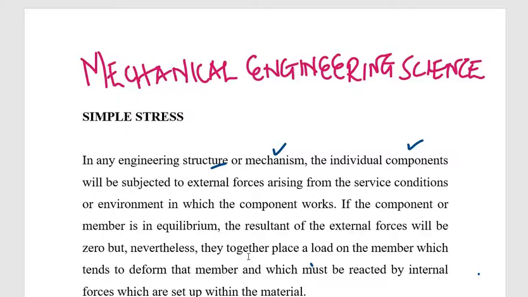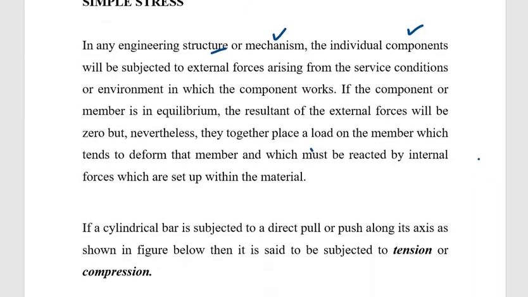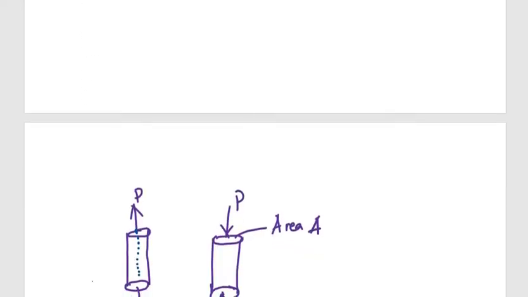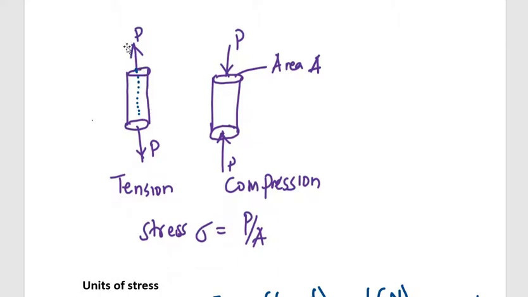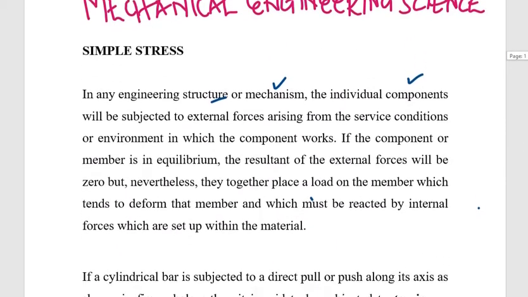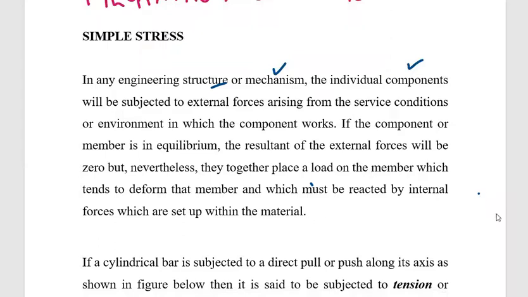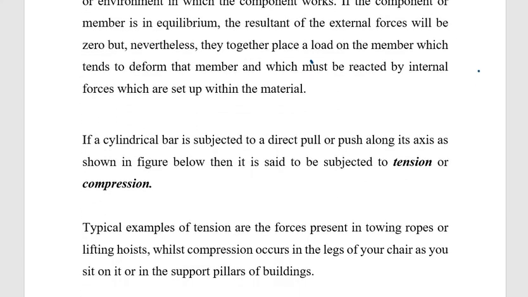But nevertheless, these forces together place a load on the member which tends to deform that particular member and which must be reacted by internal forces that are set up within the material. Now, if a cylindrical bar is subjected to a direct pull or push along its axis, as shown in the figure below, here it is subjected to a pull and here it is subjected to a push, so it is said to be subjected to tension or compression.